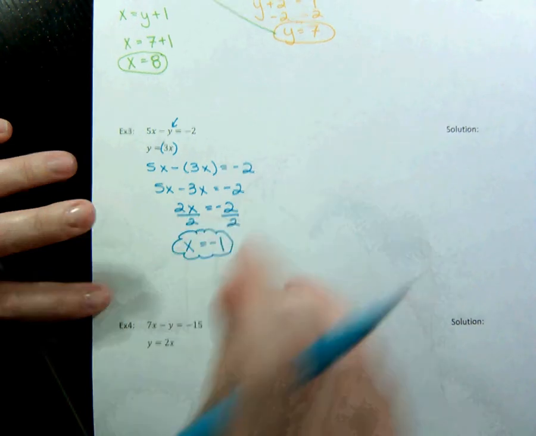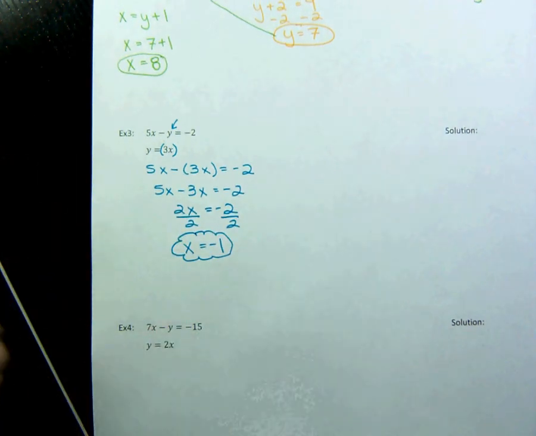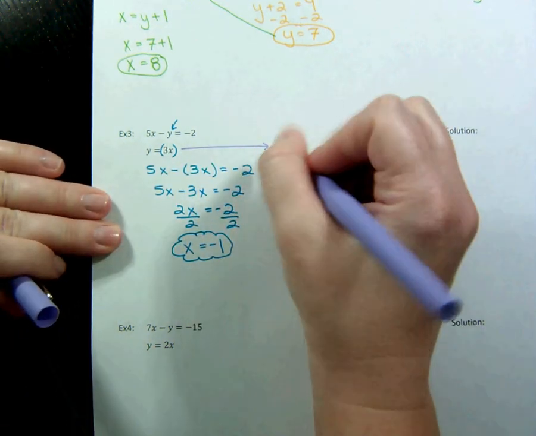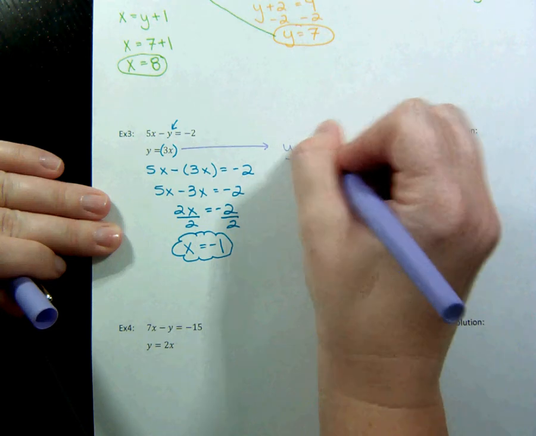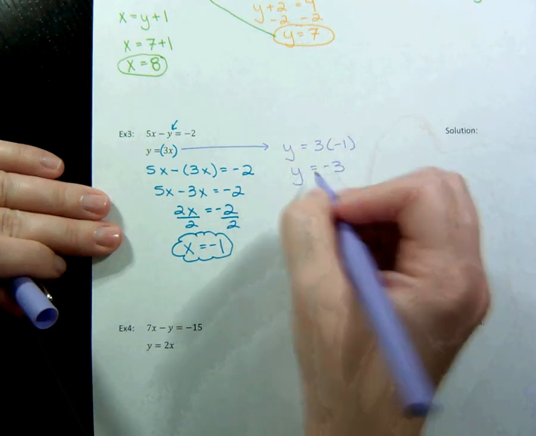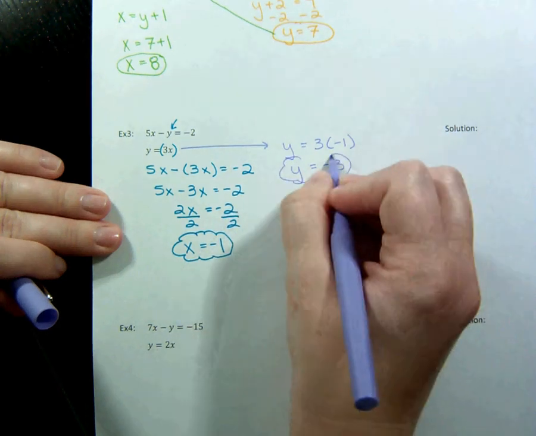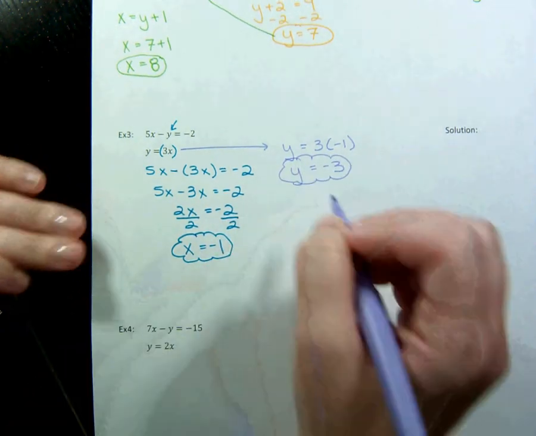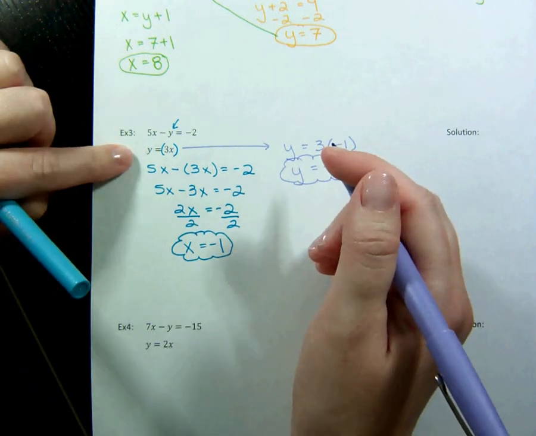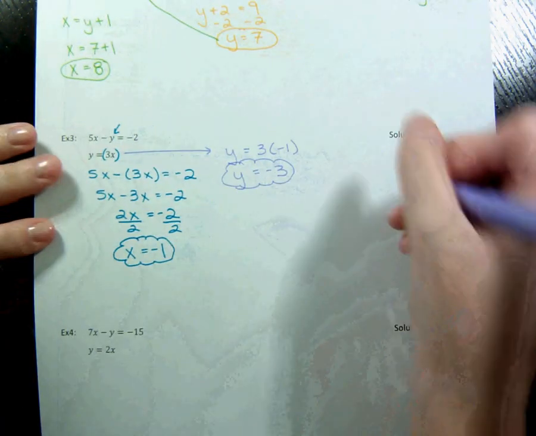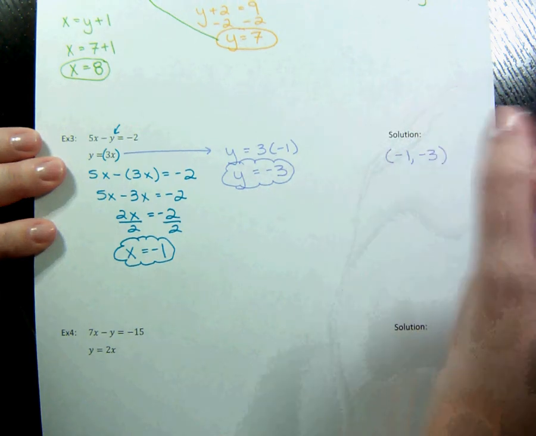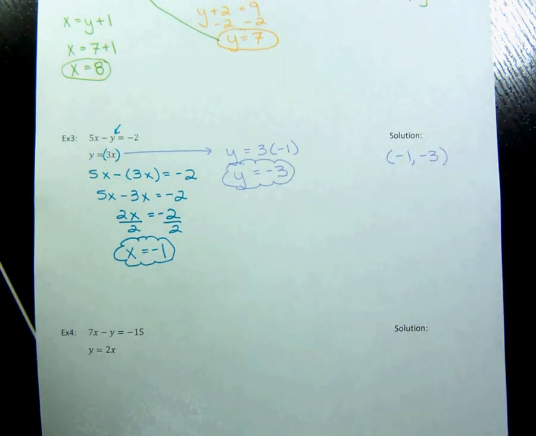That's one answer. I'm going to plug that back into either one of the original equations. The second one looks easier. So y equals 3 times negative 1, which means y equals negative 3. So what we're doing is, instead of graphing, we're solving these algebraically. If we were to graph these two lines, which we could, this is where they would cross. They would cross at your solution, negative 1, negative 3. Remember, x goes first, then y.